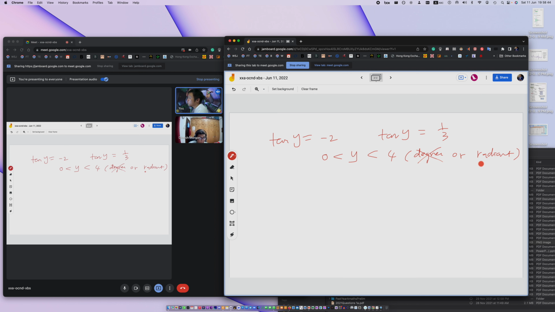So you switch your calculator to radian mode, then you get this tangent. Because your y is equal to inverse tangent negative 2, then for this y is equal to inverse tangent 1/3. Can you help me out? Okay.